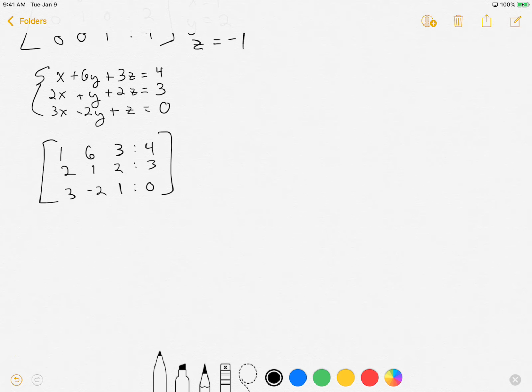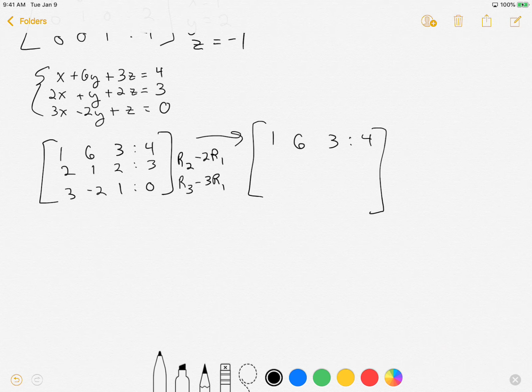Okay, the exact same process as before. I'm going to get rid of that 3. So if I do row 3 minus 3 times row 1, that'll get rid of it. But if you see, I need to get rid of that 2 in row 2, so I can also do row 2 minus 2 times row 1. That makes it pretty easy on me. Or, not really makes it easy, but just skips a step. So here we go. Let's do row 2.